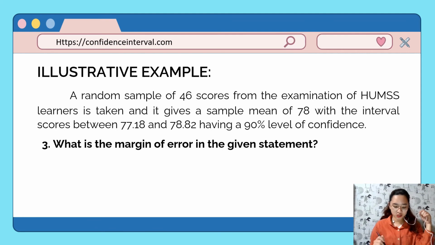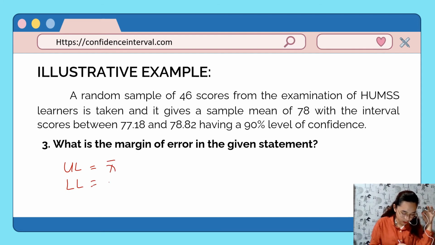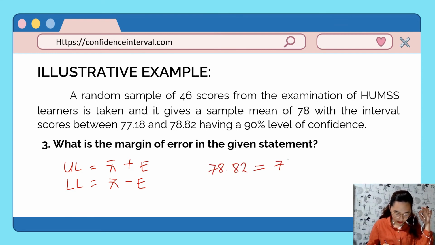Ayan. So, ang next na tanong po, what is the margin of error in the given statement? Kung mapapansin ninyo, wala pong specific na binanggit po dyan kung ano ang ating margin of error. Pero, alam po natin na ang upper limit po natin at ang lower limit natin is the sample mean plus the margin of error and minus the margin of error respectively. Using that formula, ang ating upper limit is 78.82. That will be equal our sample mean 78 plus the margin of error E.